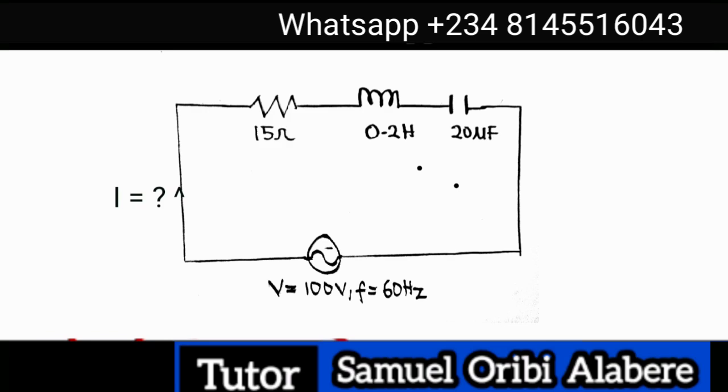Take note of the important things: the current of the circuit, the inductance, the capacitance, the inductive reactance, the capacitive reactance, and the impedance of the circuit. That's what we are expected to find before we find the current of the circuit using Ohm's law. Let's take down those points now.